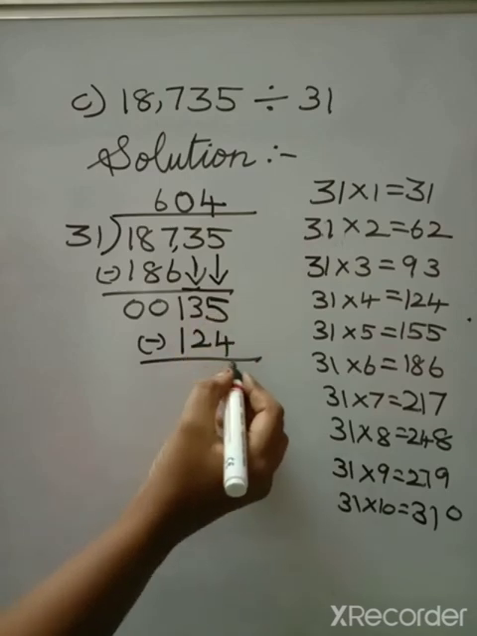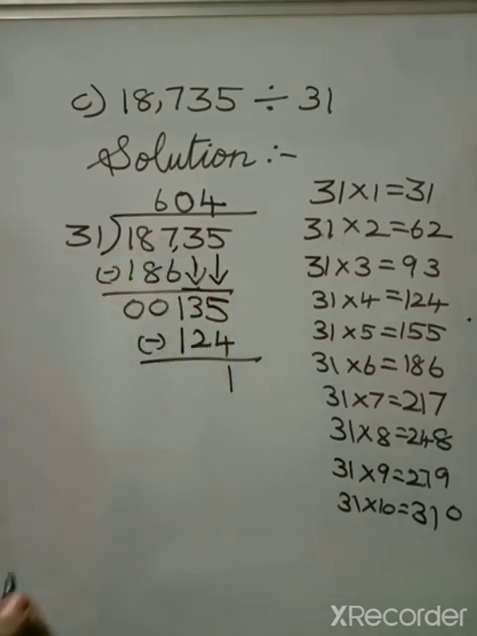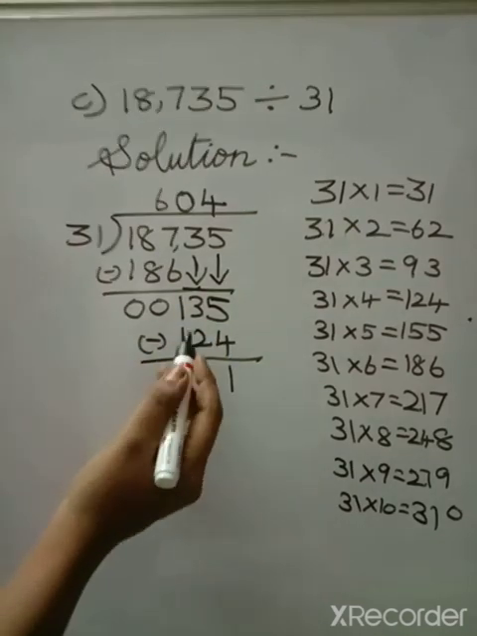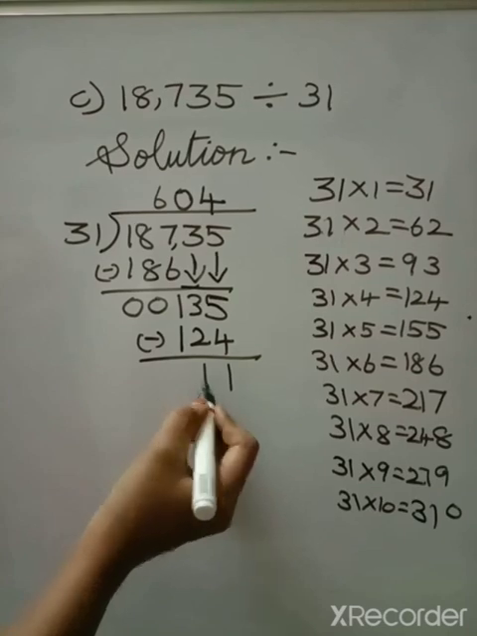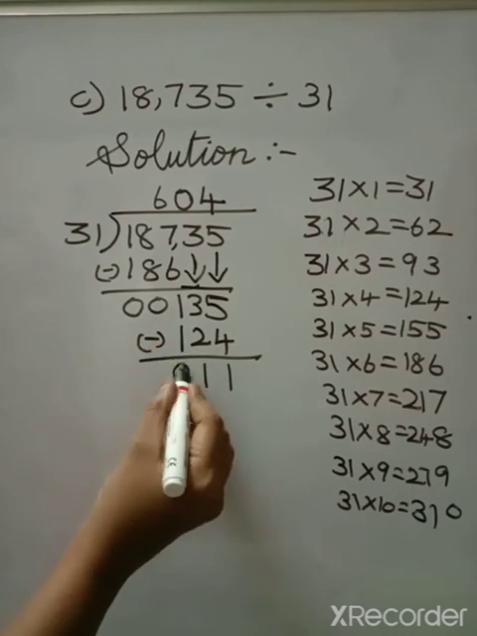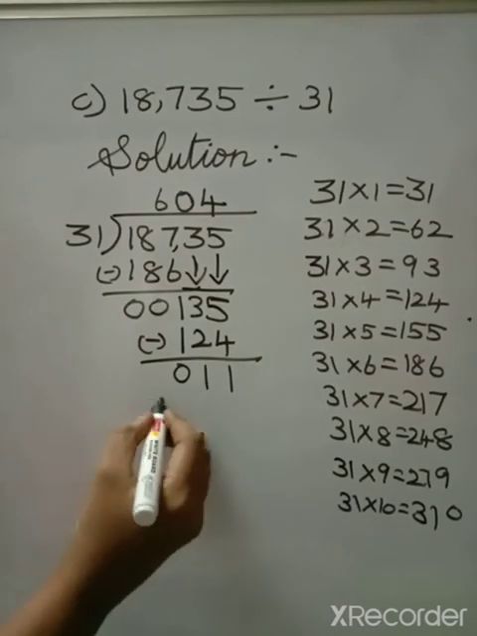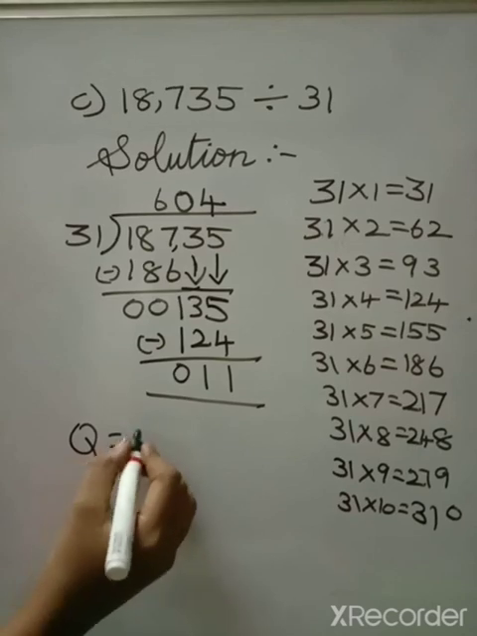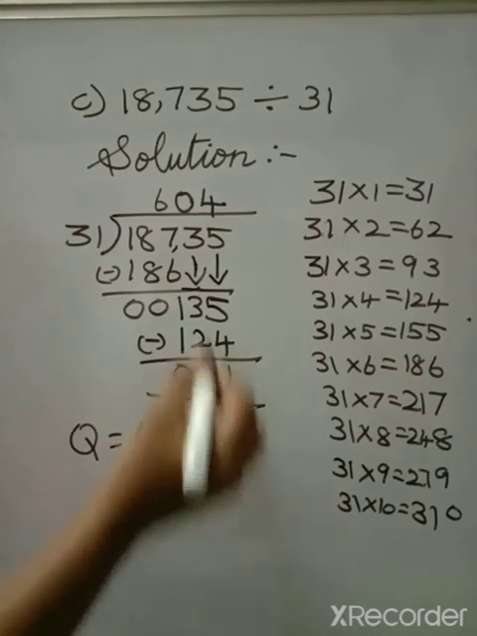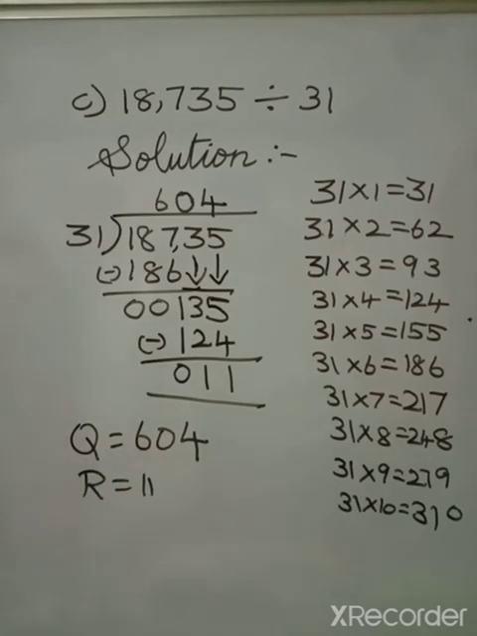Now we are going to subtract. 4 after 5, so 1. Here 2 after 3, so only one number, one finger, 1. Here both the numbers are same, so the answer is 0. After this, is any number there? No. So the sum has been over. So here the quotient is 604 and the remainder is 11.